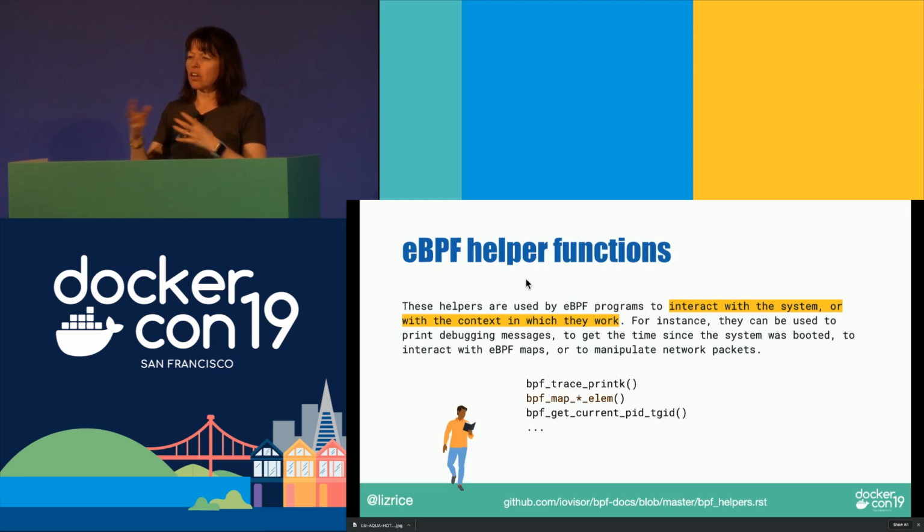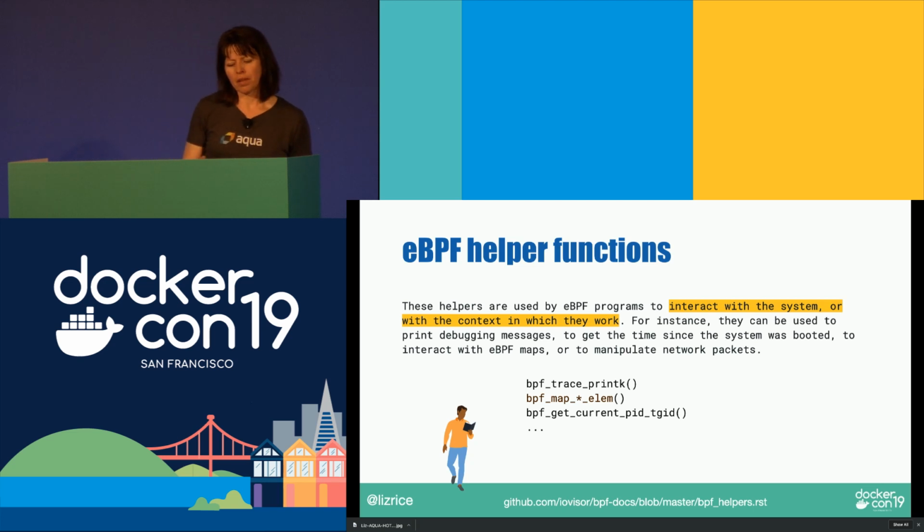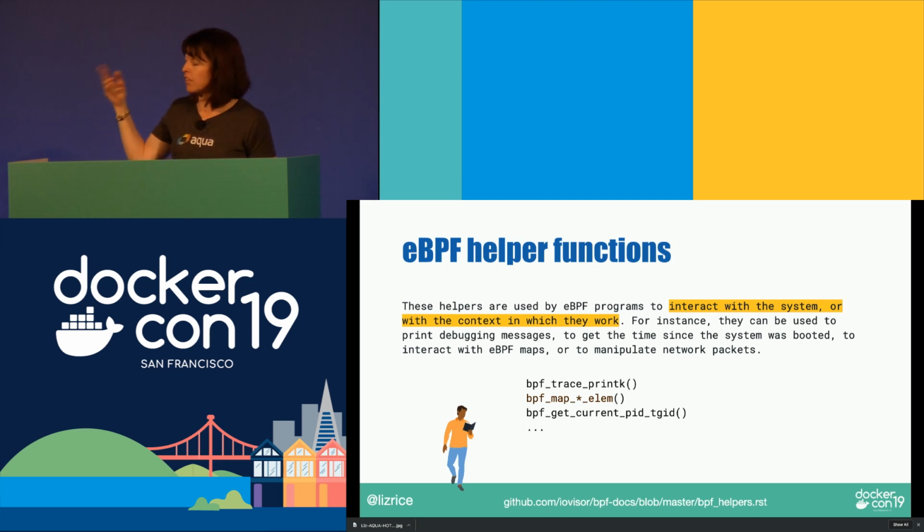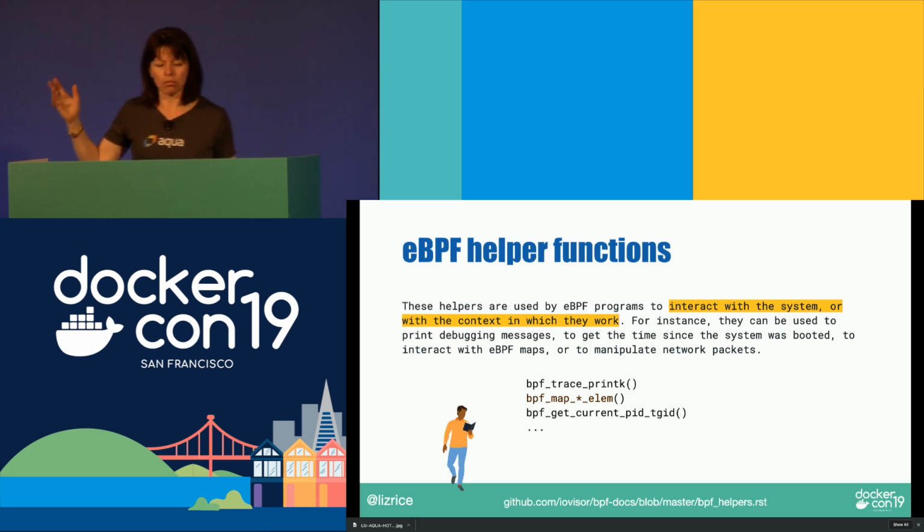I've kind of glossed over these helper functions, partly because BCC means you don't very often have to access them directly. But we did see the trace print k function earlier on. If you needed to, you could access these eBPF maps directly through a set of calls like map update element and map delete element.